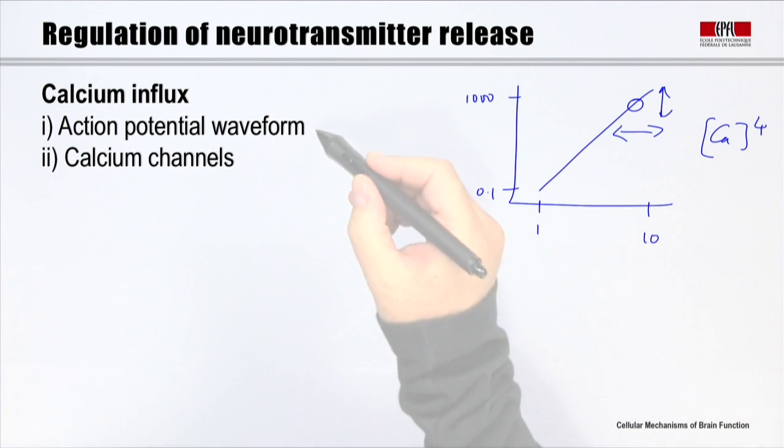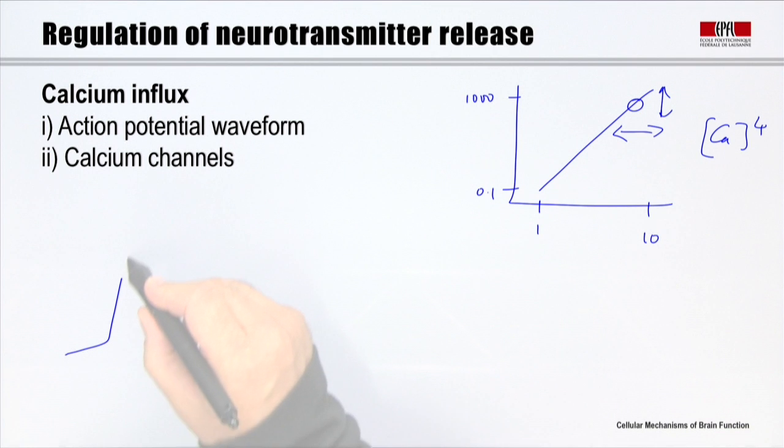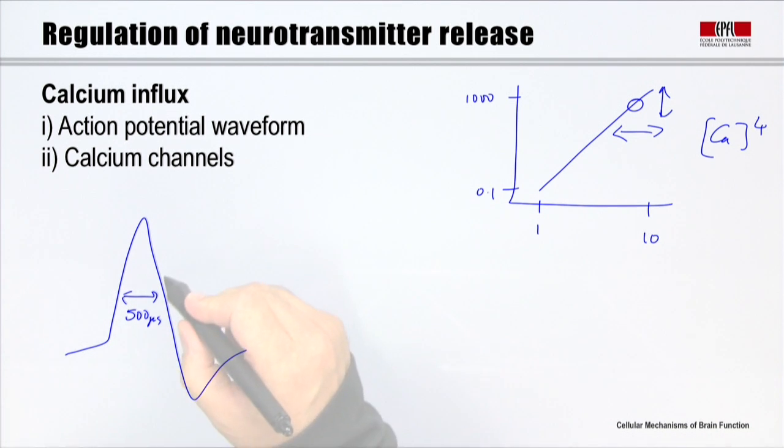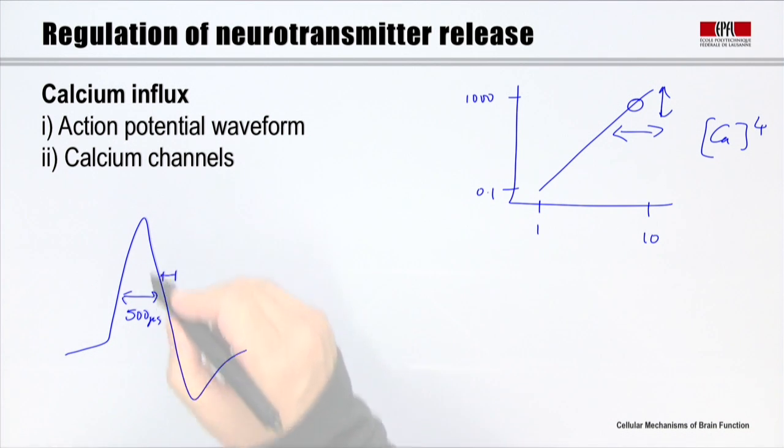Well, there are two obvious ways. We can change the action potential waveform. So if a typical action potential has a duration of something like 500 microseconds, the calcium influx occurs during the repolarization, and by the time the membrane potential is hyperpolarized, the calcium influx has come to an end.